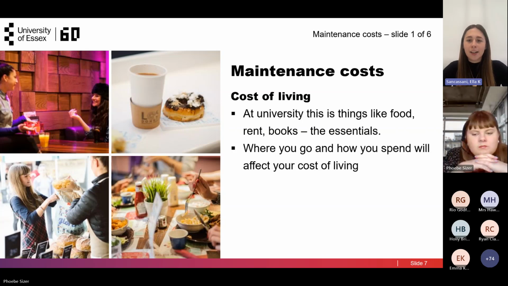But looking at the maintenance costs, so this is the cost of living. So at university, this will be things like their food, their books. It might even be things like gym membership. It might be their phone contract, all the essentials for everyday life at university. And where they go and how they spend their money will affect their cost of living. So this will be reflected a little bit later on in the presentation with the area that they might go to university in, whether that's in London or outside of London. But thinking about if they go out for dinner 4 or 5 times a week, how they spend their money will affect their cost of living, as opposed to doing a weekly food shop and batch cooking and things like that as well. So that is their cost of living.